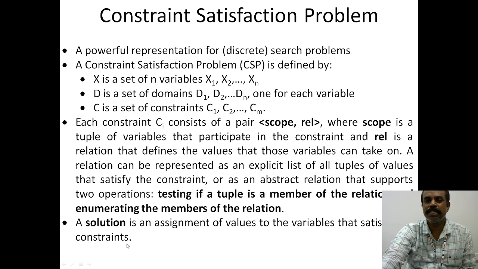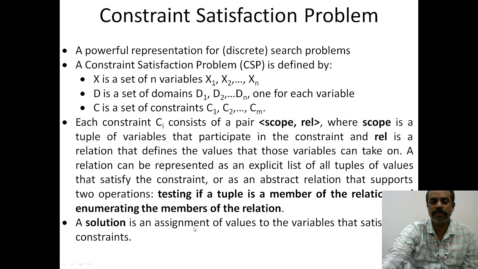So based on this, the final solution is an assignment of values to the variables that satisfy all the constraints. The goal of this constraint satisfaction problem is, given a set of values based on the domain, to find all the solutions that satisfy the set of constraints. That's the basic objective of the constraint satisfaction problem.